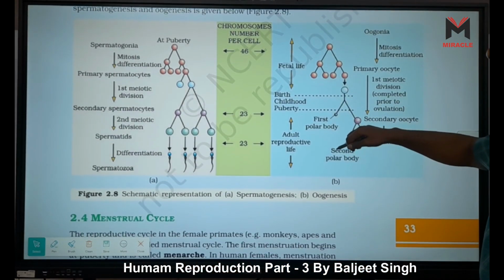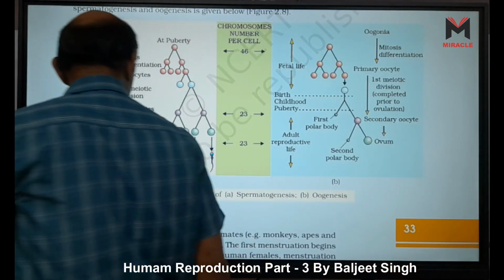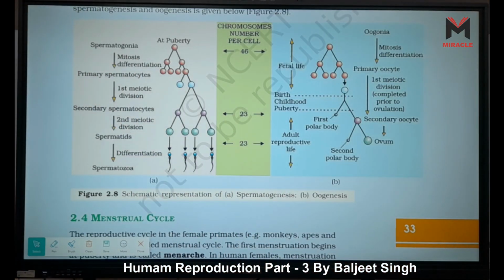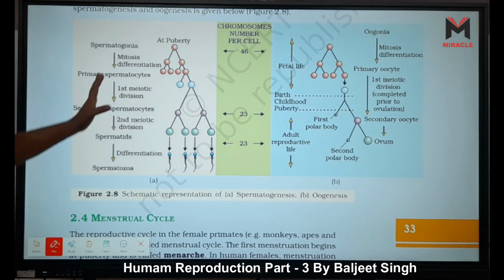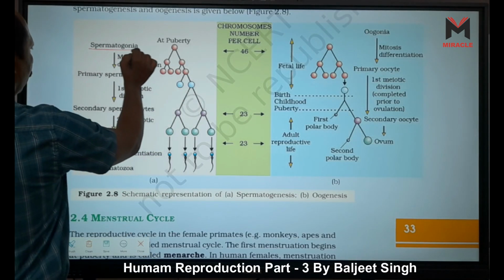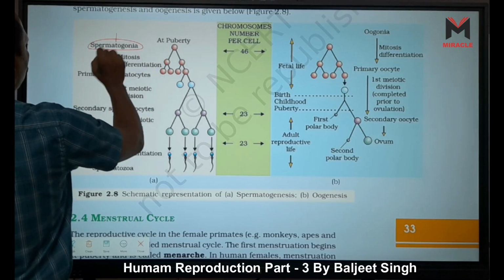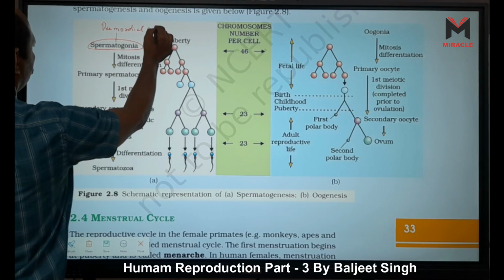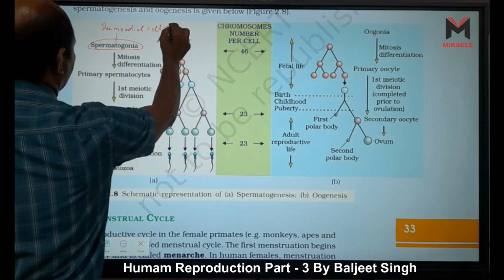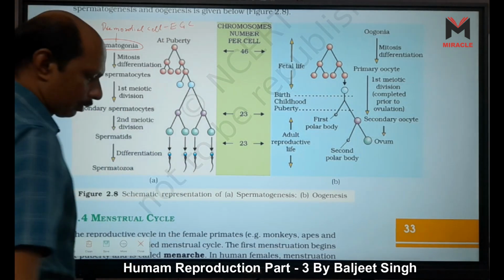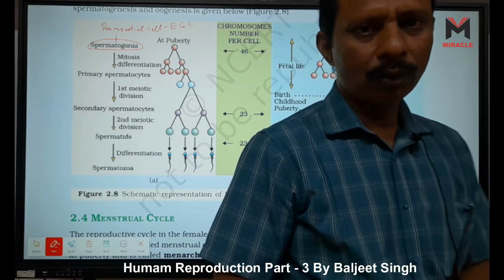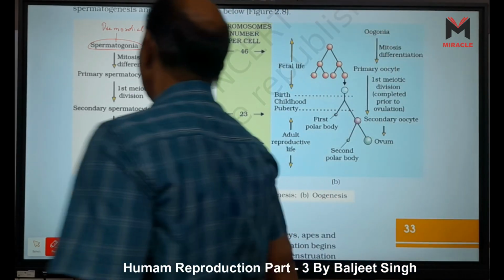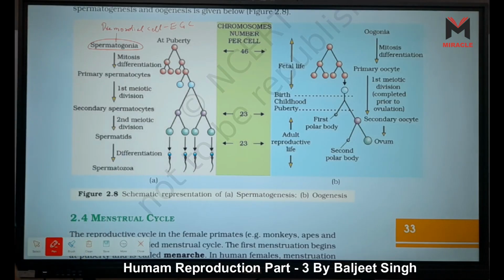Here, a diagram is given for gametogenesis. This side it is spermatogenesis, and another side it is oogenesis. What is given here? Look here, spermatogonia. This spermatogonia comes from primordial cells. Primordial cells are extra-gonadial cells, meaning they are not included in the gonads. That's why it is not given here. So primordial cells form spermatogonia.